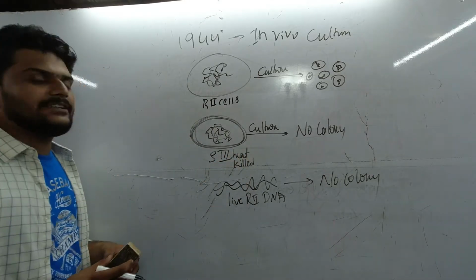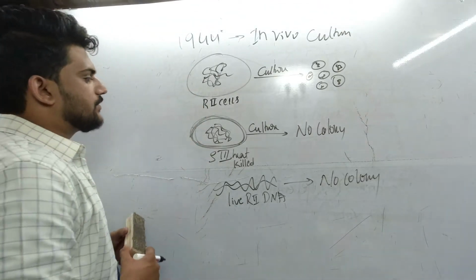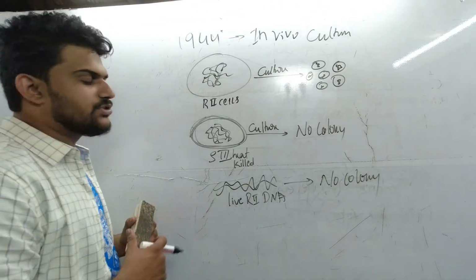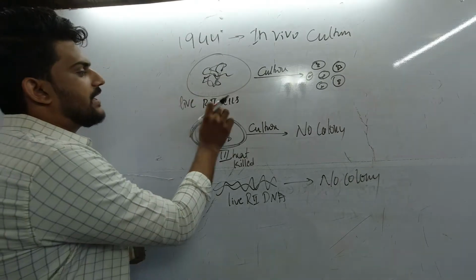So what they did here is, they took two strains, both the strains. One was a live R2 cells.